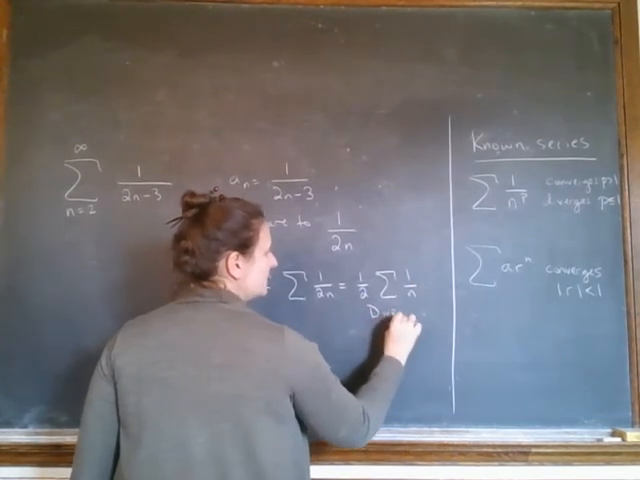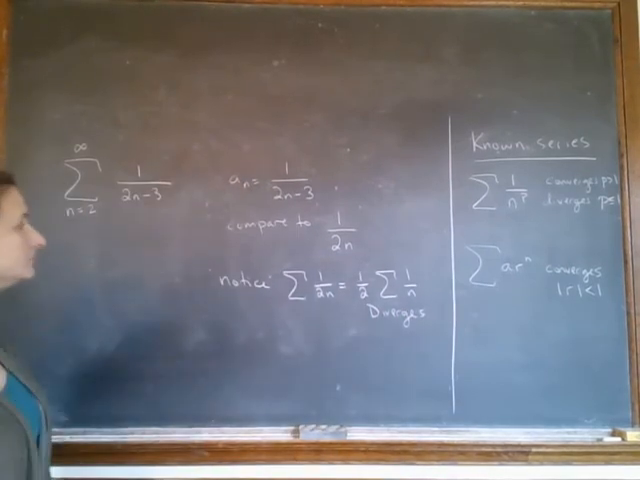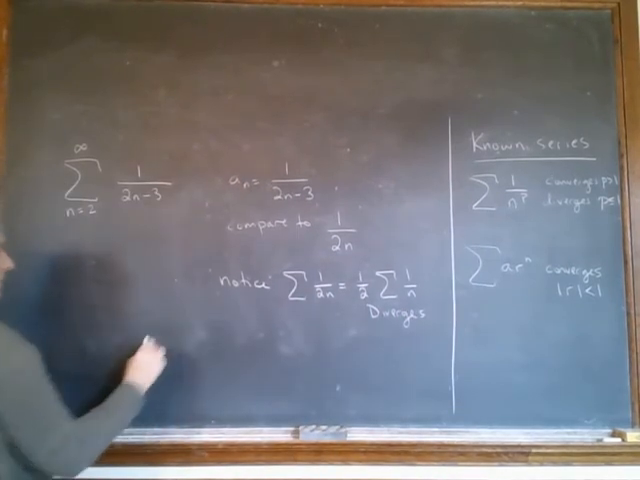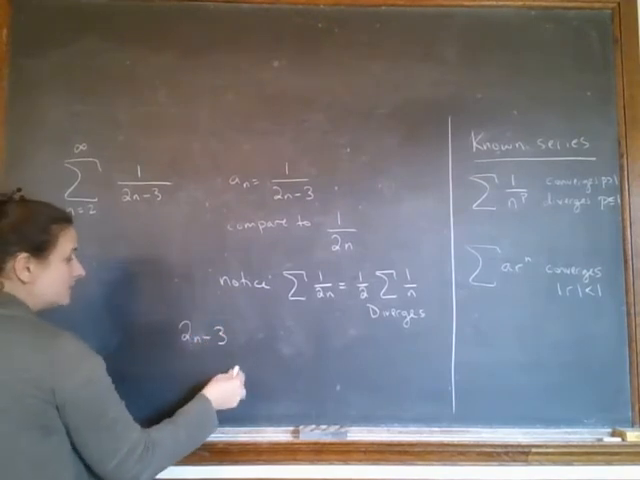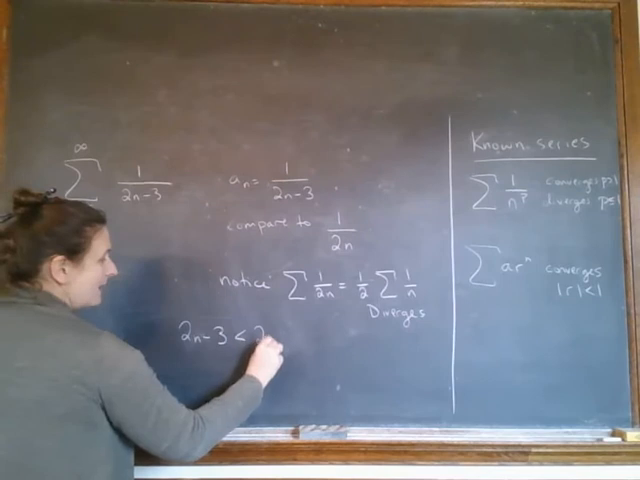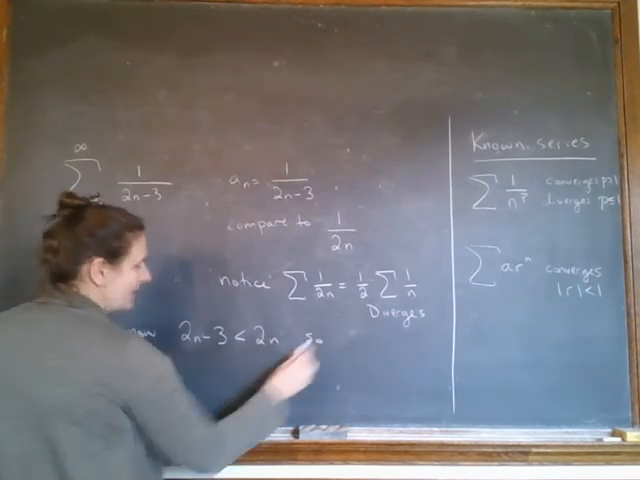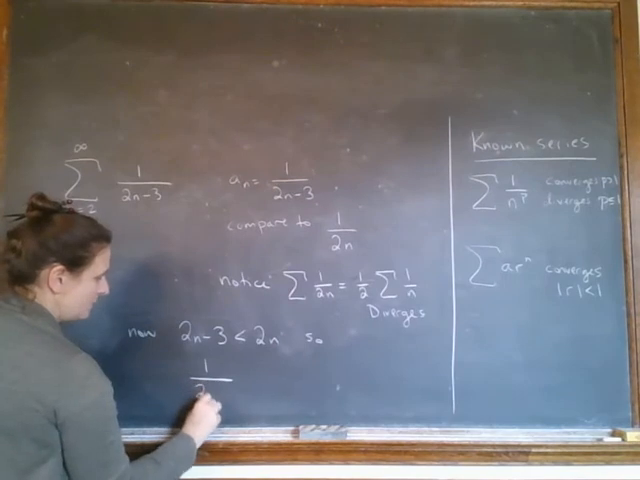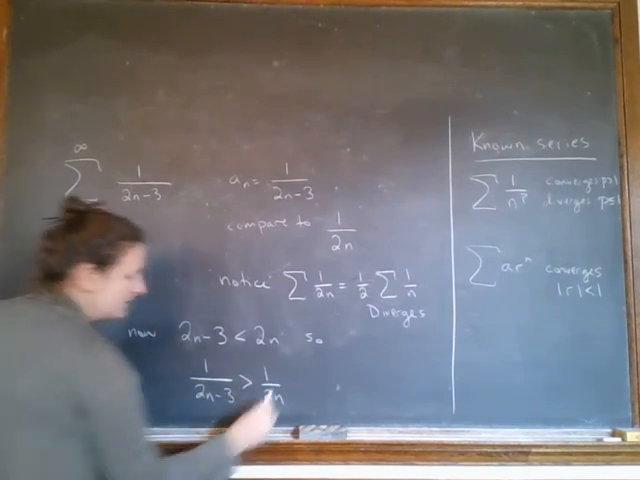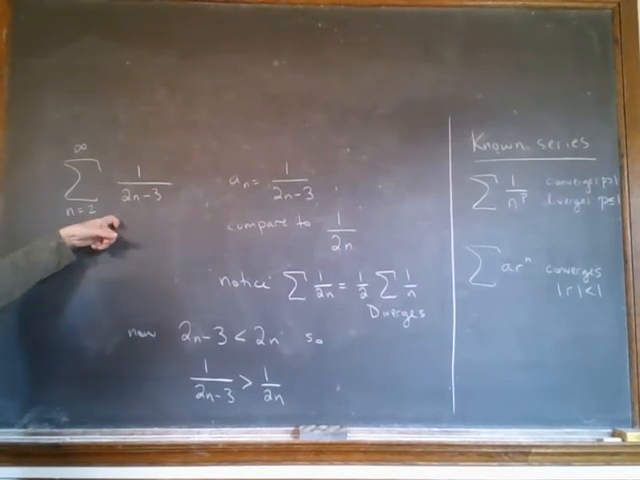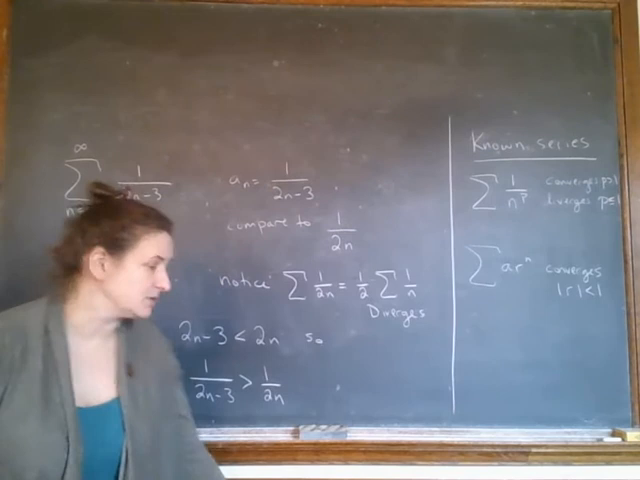And this diverges because it's a p-series with p equal 1. Now what happens? So I know that 2n minus 3 is less than 2n. So when I reciprocate it, 1 over 2n minus 3 is going to be greater than 1 over 2n. So my series here is greater than the series that we know diverges.